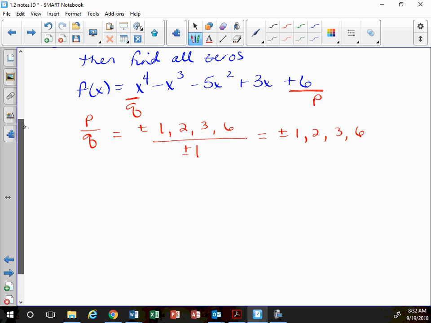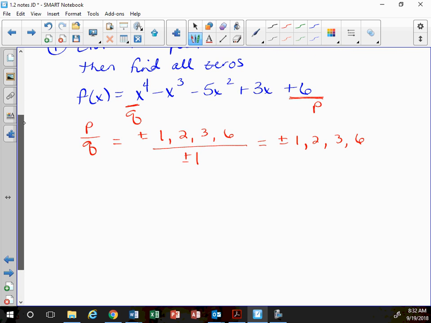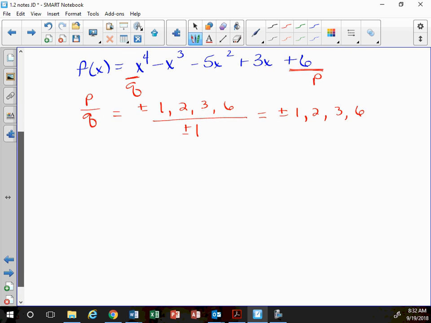All right. So the direction said find all the zeros. What I need to do from here is test these values until I find something that works. So you have 8 numbers to test. How do you test it? Plug it in or do synthetic division. I'm faster with synthetic division than I am doing negative 3 to the fourth minus negative 3 cubed. So what number do you want to take? 1? Okay, we'll start with 1.